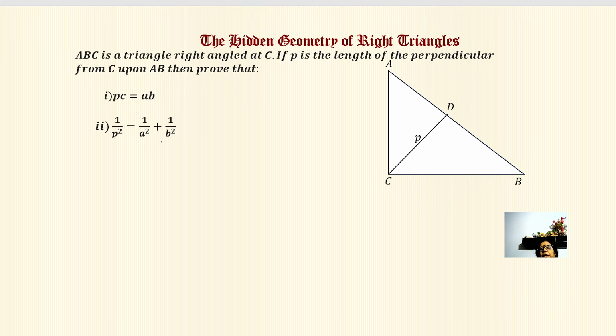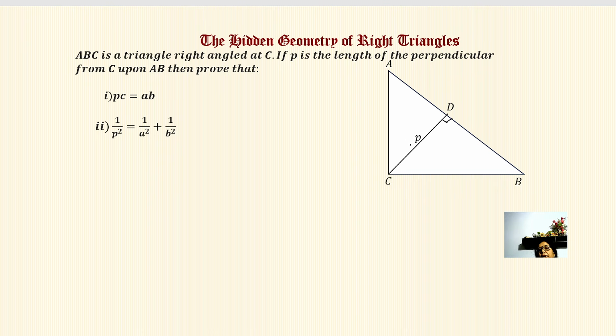Now we come to the next part of the question, the same video, and here we find the hidden geometry of right triangles. So here we have a right angle triangle, right angle at the vertex C. A perpendicular has been drawn on the hypotenuse, intersecting the hypotenuse at the point D. So the first part of the question says that you have to prove PC is equal to AB.